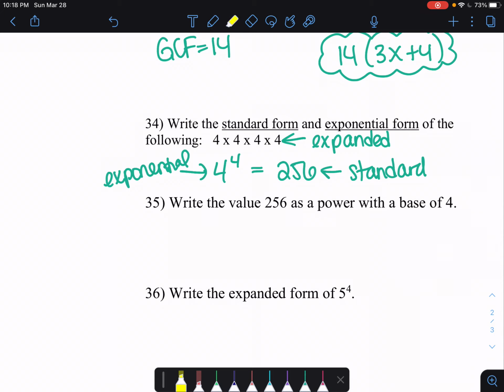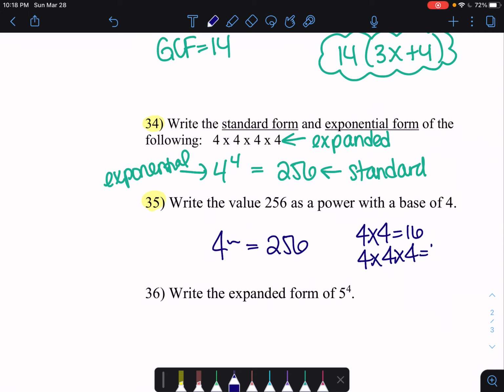Number 35 is kind of silly. Just look at number 34. Very similar. So this one I'm trying to do 4 to what power is equal to 256? So I'm going to test. Well, 4 times 4 is 16. 4 times 4 times 4 is 64. And then if I do 4 times 4 times 4 times 4, I get 256. This is going to be the 4th power. So your answer here is this exponent of 4.